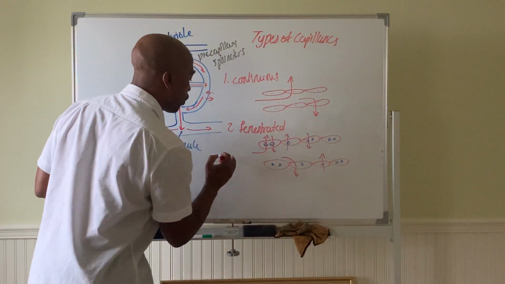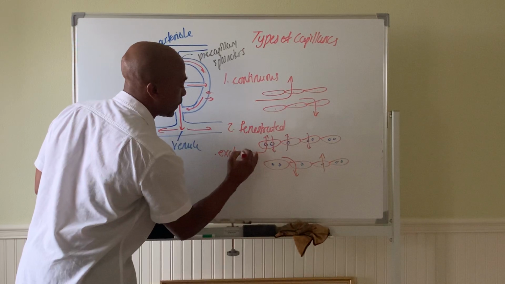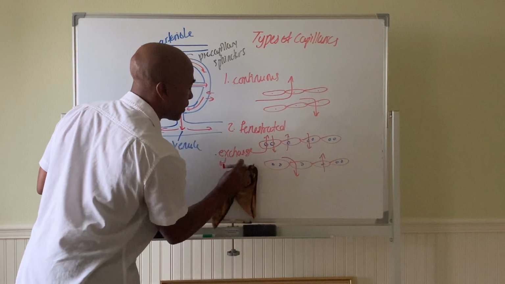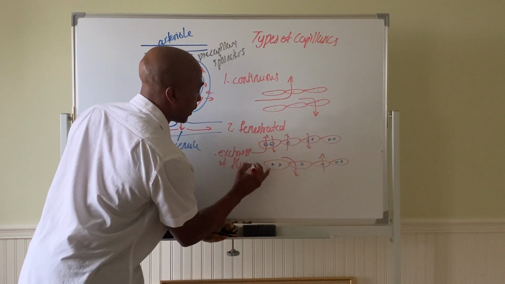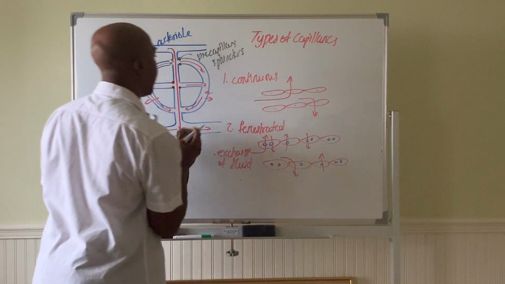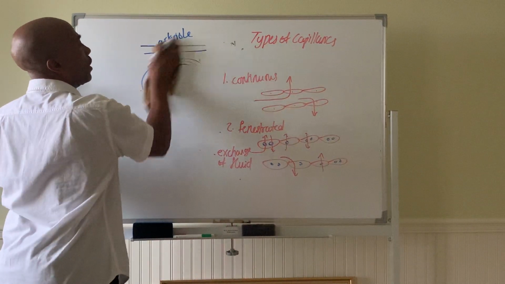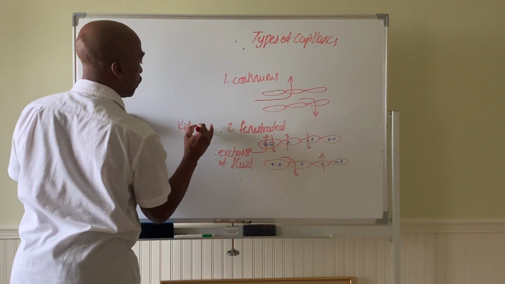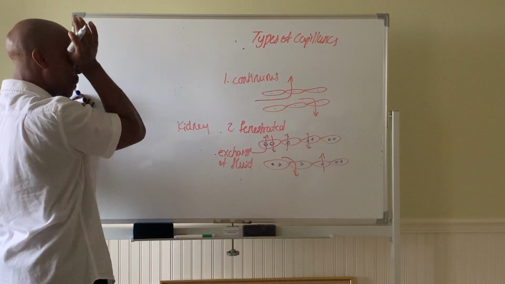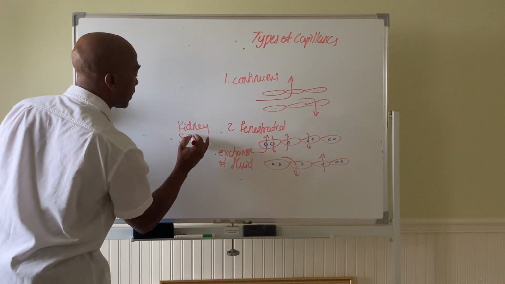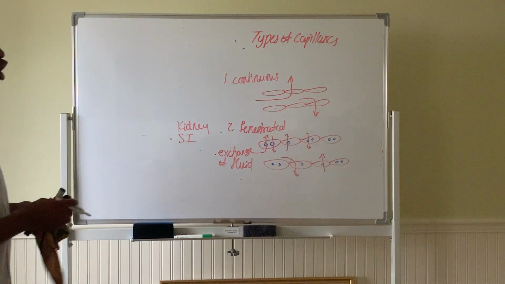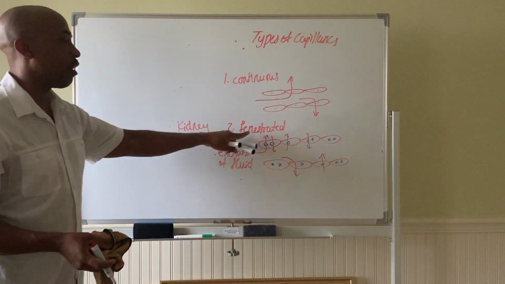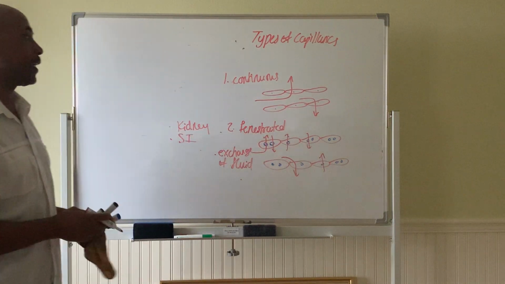This one is ideal for exchange of nutrients, of fluids. So fluid exchange. Things like locations such as your kidneys. Your kidneys, where you filter your blood to make urine, will use those capillaries, as well as your small intestine, where you must absorb your meal across your small intestinal wall into your intestinal villus. They must also cross these type of leaky capillaries, okay?